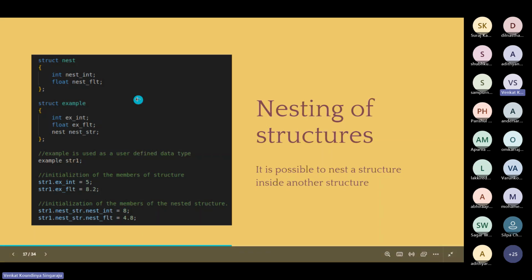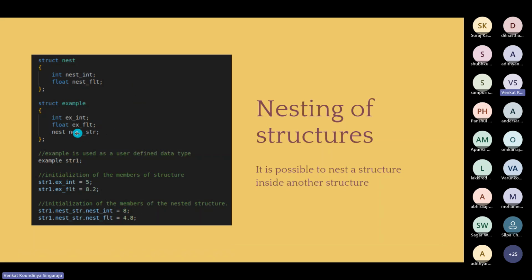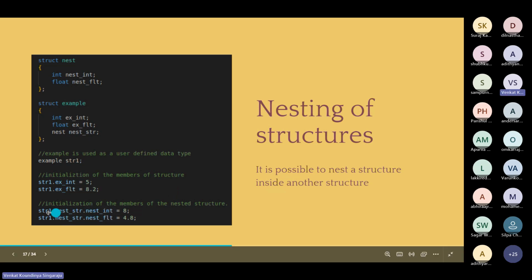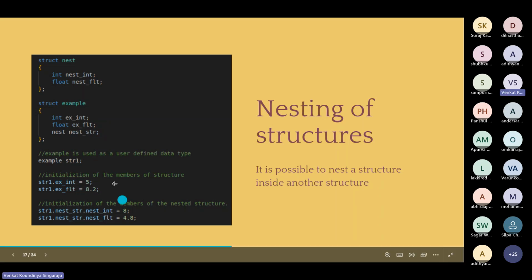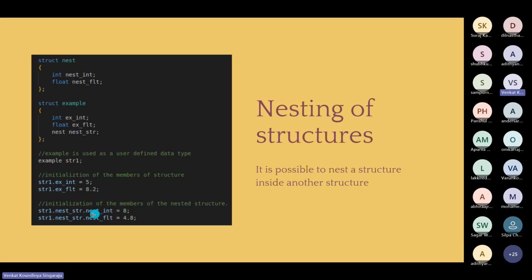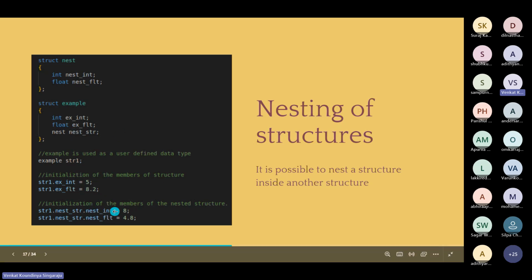Now the question is, how do you access the nestint and nestflt present in neststr? You access them by using multiple dots. So first you use str1.neststr to get this one. And then in order to get the nestint and nestflt present in this, use a dot again and you do nestint or nestflt, and you're assigning it to 8 and 4.8 here.